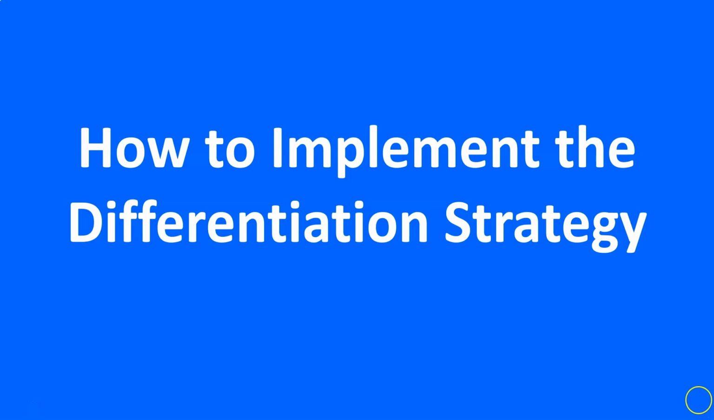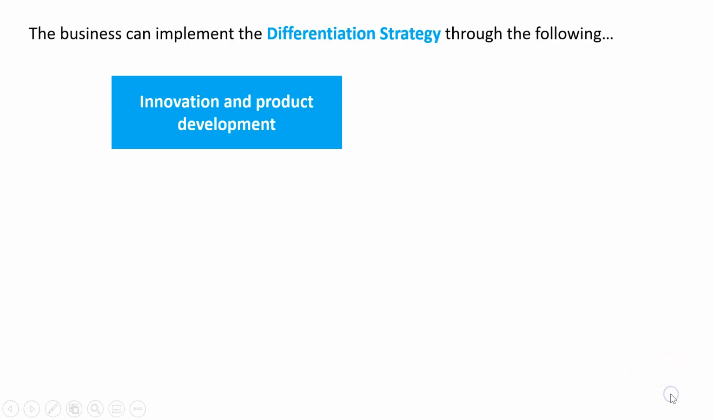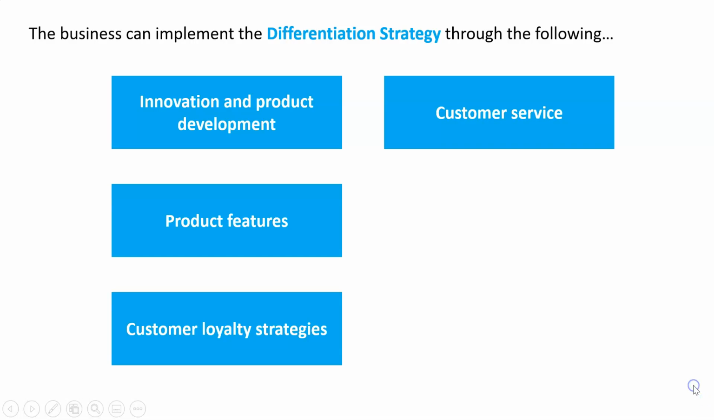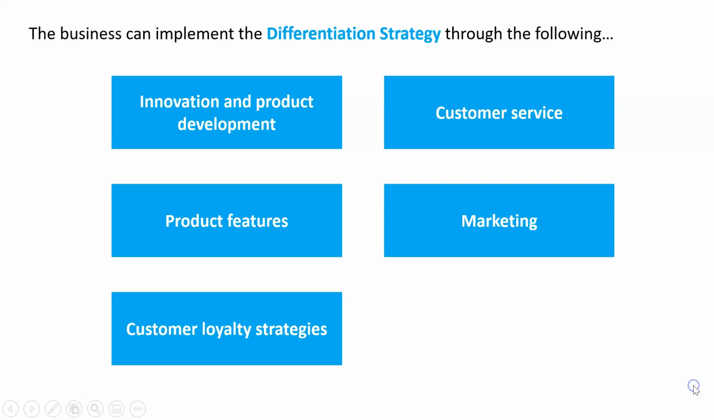Let's look at how to implement the differentiation strategy, and we're going to use the masters of this. We're going to look at Apple for most of these points. So how can you implement it? Well, there's many ways. We're just going to simplify it and say, here's 5 ways you can create a unique product with a superior brand and better features than your competitors. We'll say innovation and product development, product features, customer loyalty strategies, customer service, and marketing.